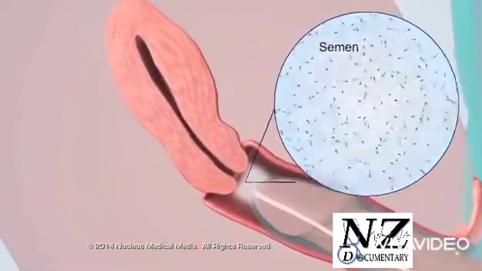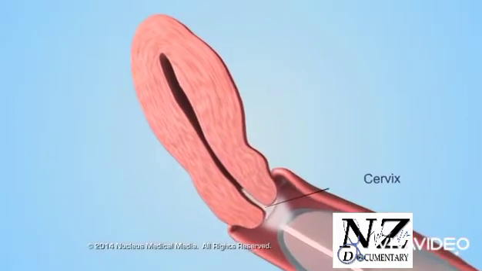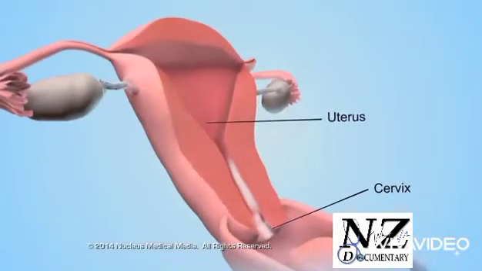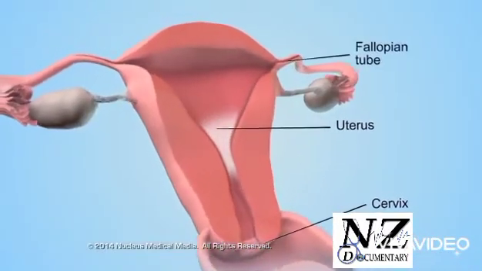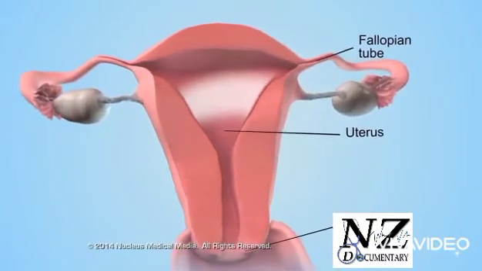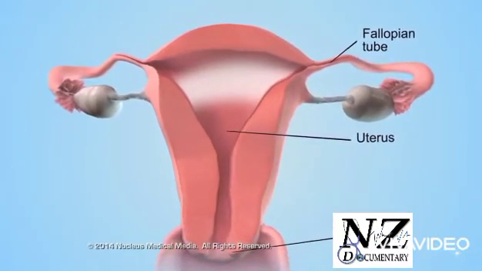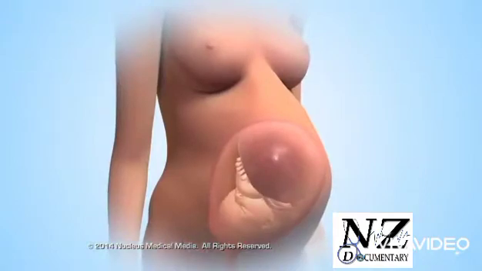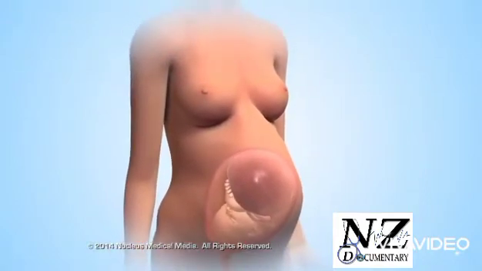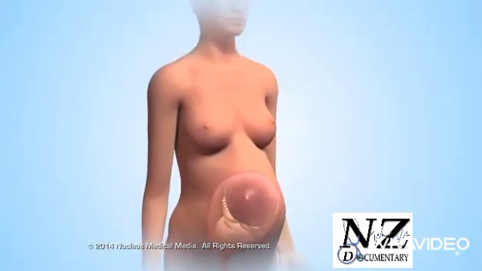From the vagina, sperm can pass through the cervix, the uterus, and fallopian tubes to fertilize an egg from a woman's body. Fertilization of the egg marks the beginning of human development during pregnancy.